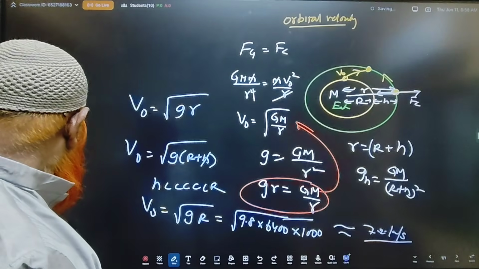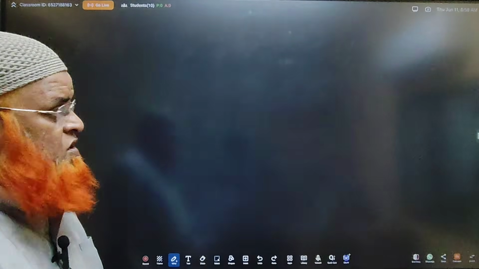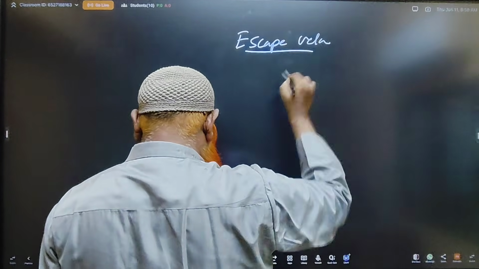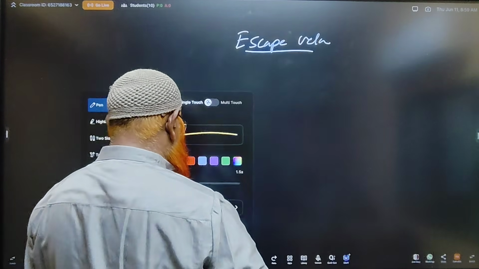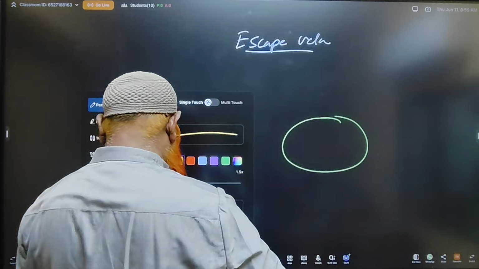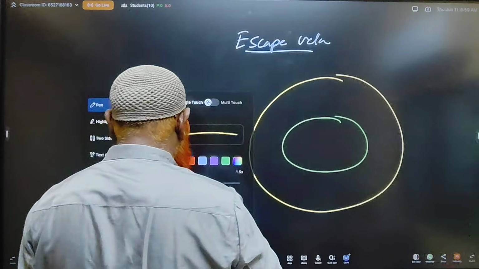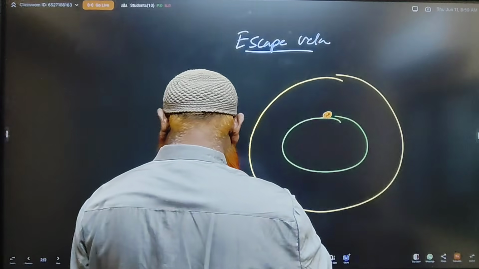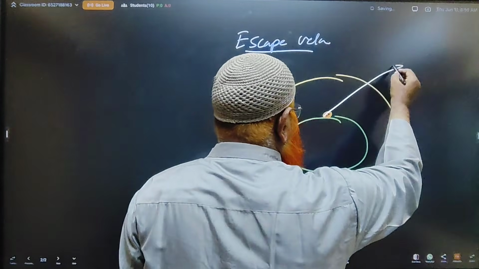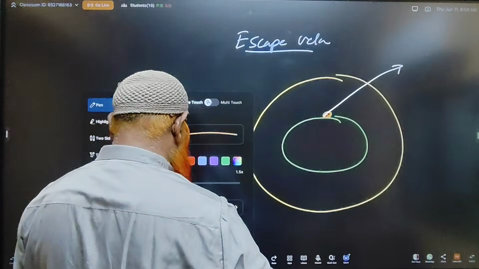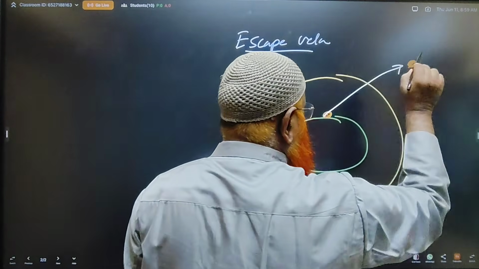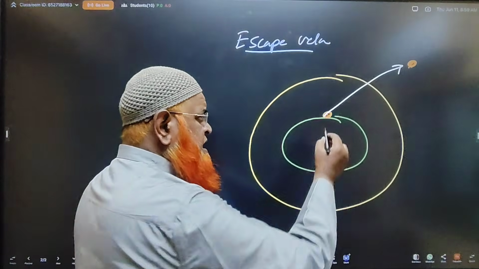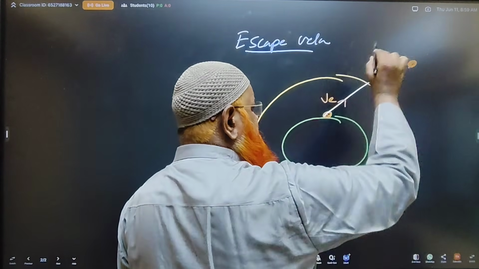Let me discuss the meaning of escape velocity. Here, what is the meaning of escape velocity? You just see here, I have taken the Earth and an orbit surrounding the Earth, and I have taken one body which has been thrown from the surface of the Earth in such a way that it goes and escapes from the orbit. When you throw the body with a certain velocity in such a way that this body will escape into the universe.